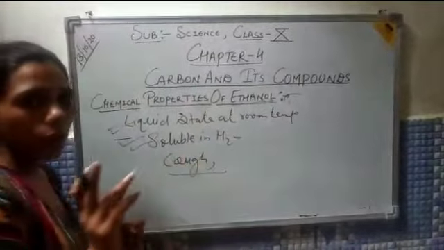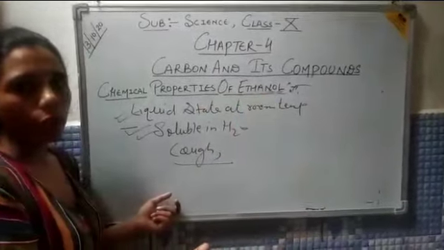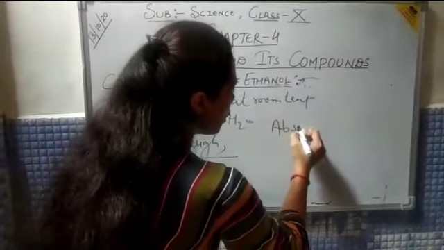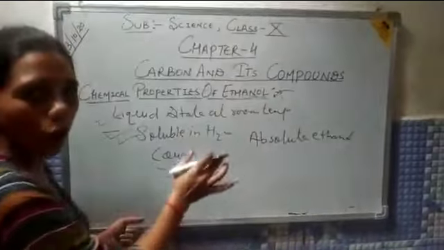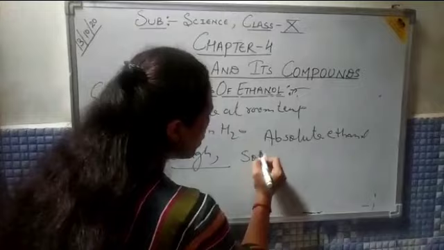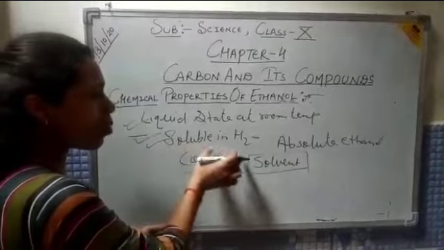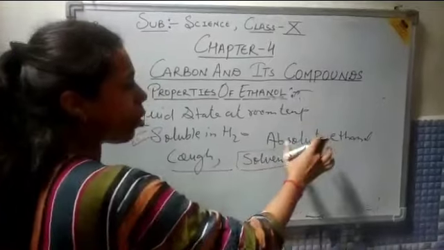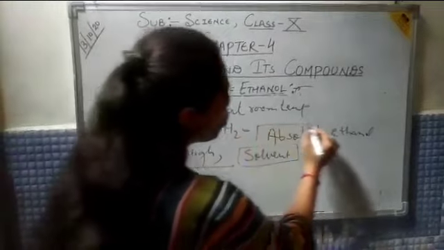Now, when you take the alcohol in its pure form, it is called absolute ethanol. Ethanol is a good solvent, in which you can mix anything. That is why it is soluble in water, and definitely it is used in medicines. If you take ethanol in pure form, meaning you do not add water, then it is called absolute ethanol.